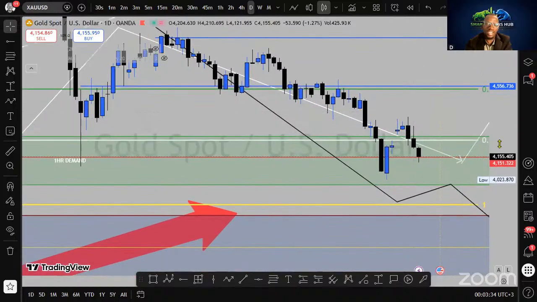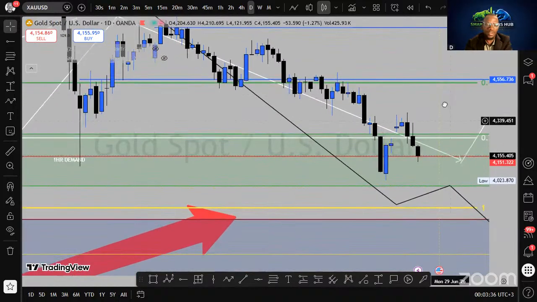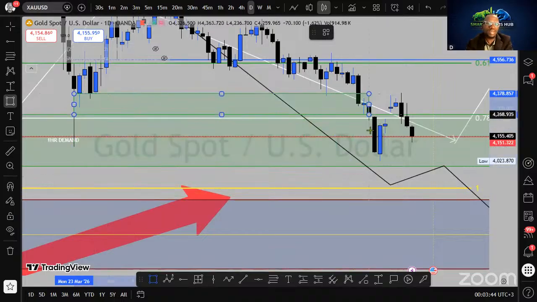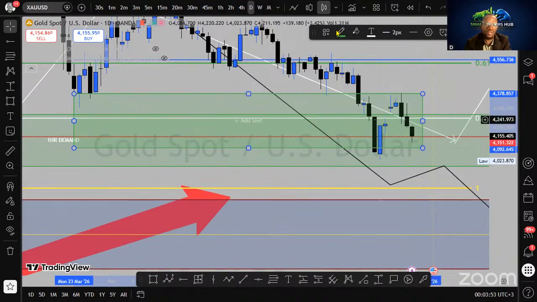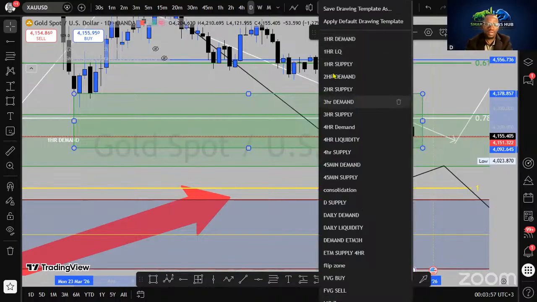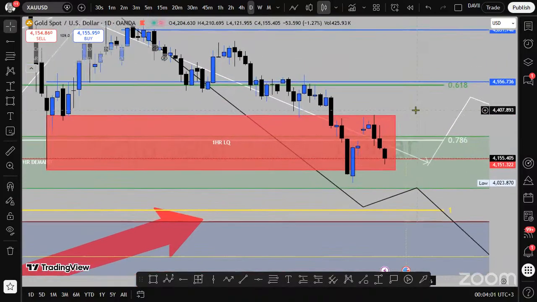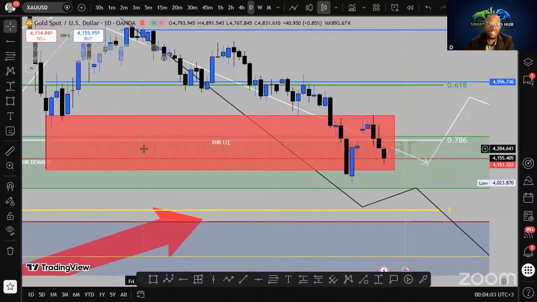So one thing on the daily I was able to note, we had a buy-side liquidity, which we did manage to take. Can you see how the buy-side liquidity is, Victoria? Are you able to see that? Yes. So this was a daily buy-side liquidity.